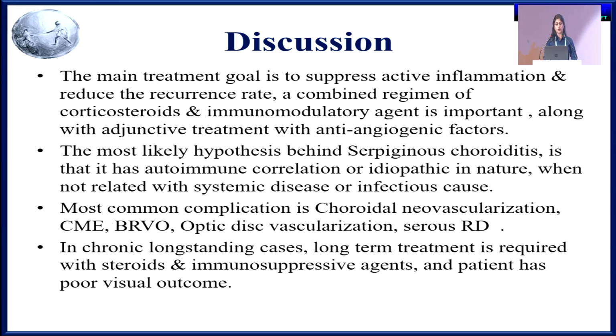A combined regimen of corticosteroids and immunomodulatory agent is very important, along with adjunctive treatment with anti-angiogenic factors. The most likely hypothesis behind serpiginous choroiditis is that it has an autoimmune correlation or might be idiopathic in nature, when not related with any systemic or infectious cause. The most common complications could be either choroidal neovascularization, cystoid macular edema, branch retinal vein occlusion, optic disc vascularization, or serious retinal detachment. In chronic long-standing cases, long-term treatment is required with steroids and immunosuppressive agents. The patient usually has a poor outcome in such cases.